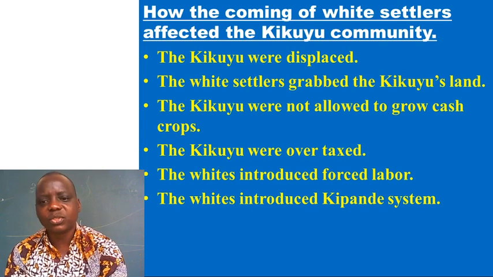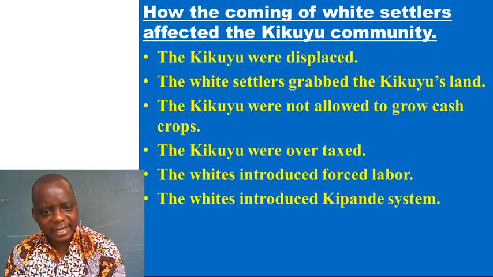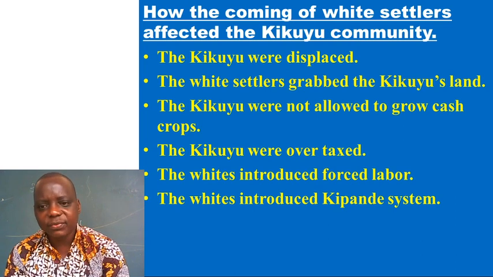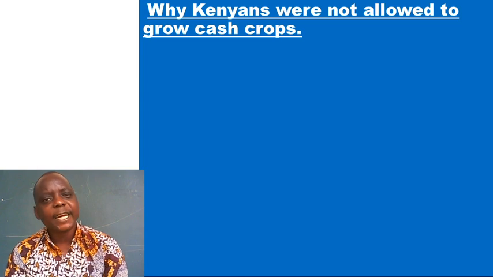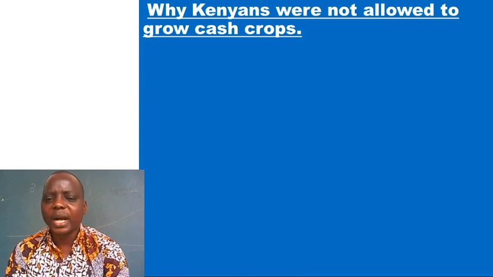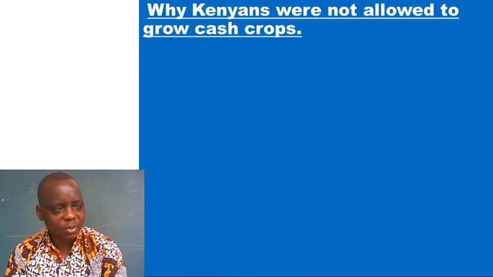The whites introduced the Kipande system. This is a system of identity. Without identification, you would not be allowed to move within your territory. So you would only move with the help of this. Now, why were Kenyans not allowed to grow cash crops?